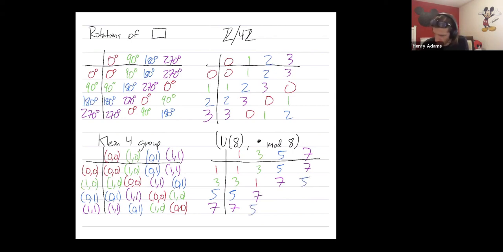And then what is 5 times 5? That's 25. But mod 8, that's 1, because 25 is 1 more than 24. 5 times 7 is 35, which is 3 more than 32. So mod 8, that's 3. And 7 times 7 is 49, which is 1 more than 48. So mod 8, that's 1. So you see we do get this crisscross structure present in the Klein 4 group.